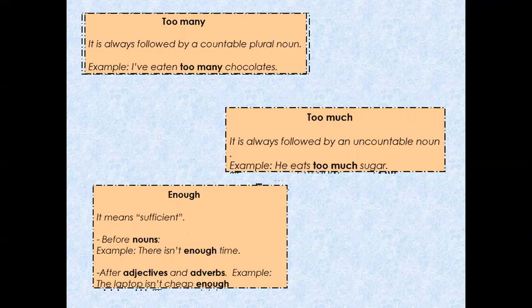Enough means sufficient. And it goes before nouns, for example, there isn't enough time. Or after adjectives and others, for example, the laptop isn't cheap enough. Enough, remember, means sufficient, okay?